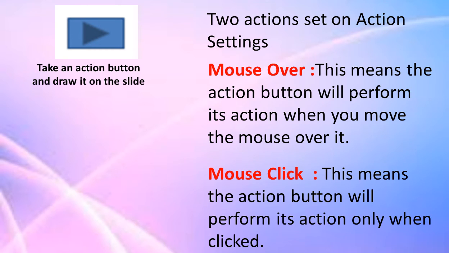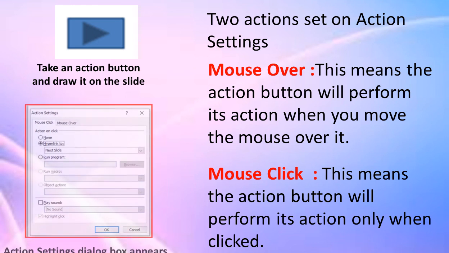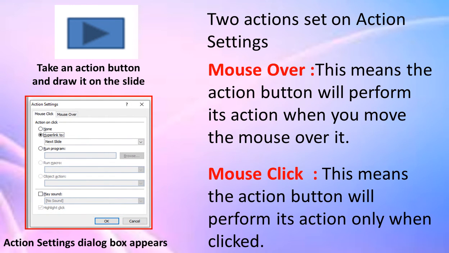Select the desired action button from the bottom of the list. Click and drag the mouse diagonally. As soon as the mouse button is released, the action settings dialog box will appear. In the action settings dialog box, there will be two actions. One is mouse over. This means the action button will perform its action when you move the mouse over it. Mouse click. This means the action button will perform its action only when clicked.